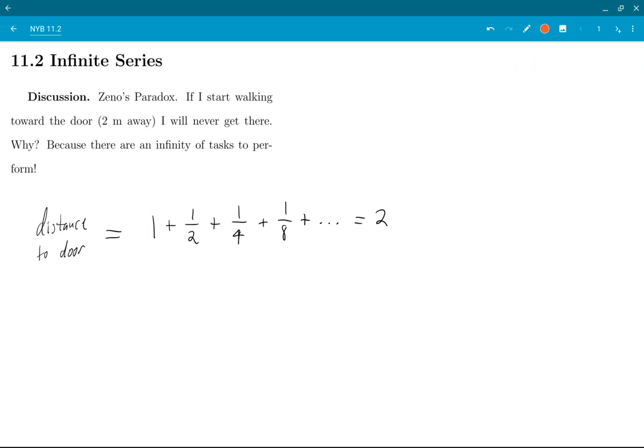So this is called a kind of infinite sum here. We call that an infinite series, or just a series.